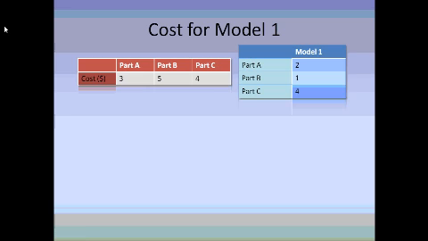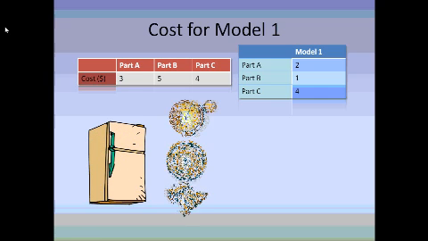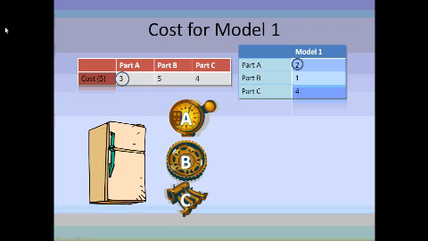Cost for model 1. Here we have the cost per part matrix and the parts per model 1 matrix. We want to find how much it will cost to make model 1 by adding the cost of each of the parts required. First, we find the cost of all the part A's we need. To do this, we take the price of part A, $3, and multiply it by the number of part A's we need, 2, for a total of $6.